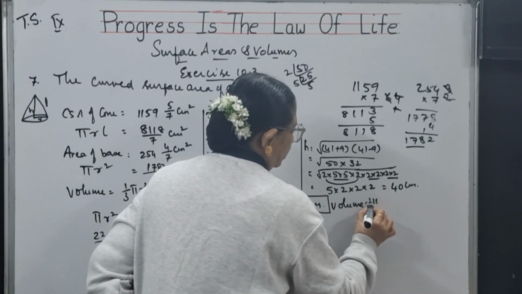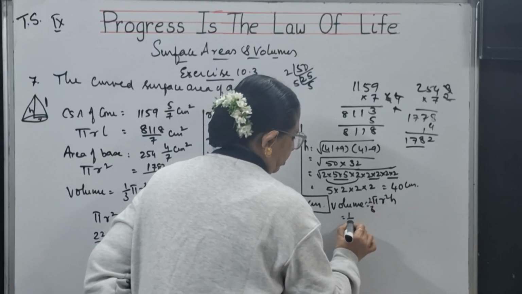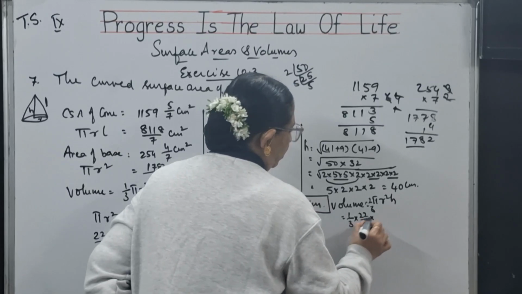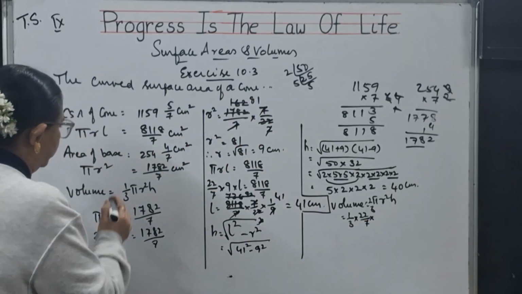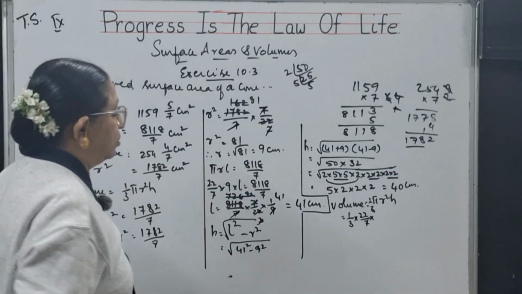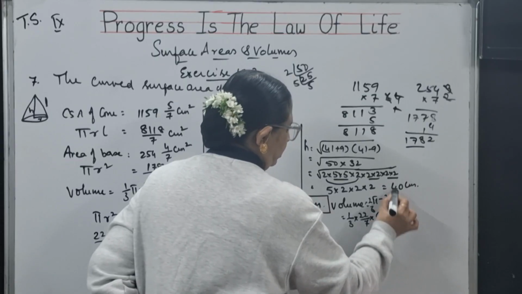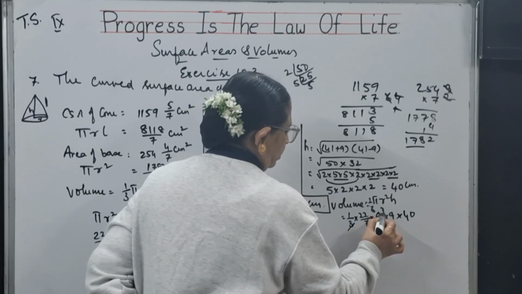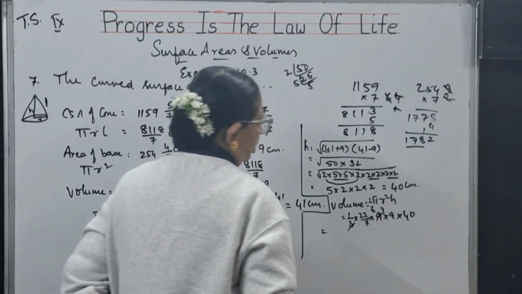Volume is 1/3 pi r square h. So that is equal to 1 by 3 into 22 by 7 into r. How much have we got here, children? R is nothing but, where is r? R is 9. So 9 into h 40. So 3 ones are 3, 3 threes are 9. That's all, we can't do it further. Now we have to multiply all.